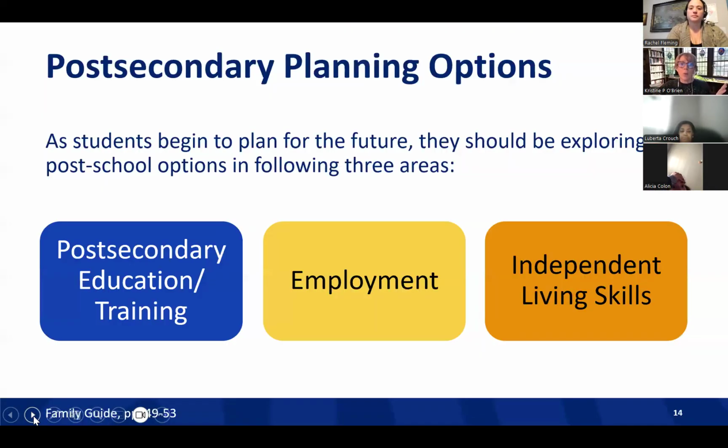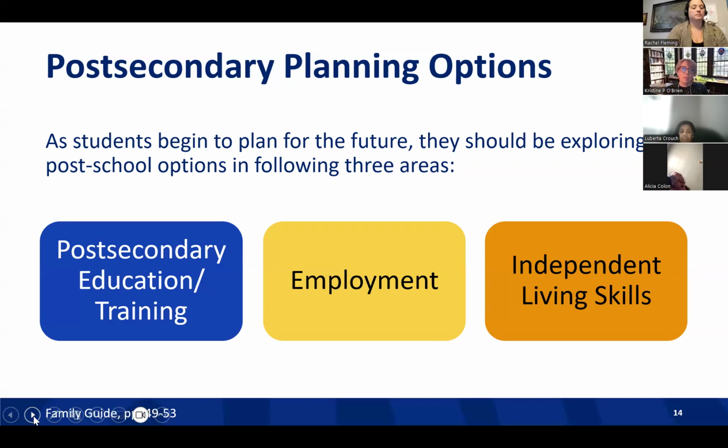So just thinking again, real quickly, the 3 areas are post-secondary education and training. So what will that student do when they leave high school to further their education or learn a trade or even just learning new things in the community? What might they do for employment, whether that is supported employment, volunteer work, paid employment, lots of different things. And then independent living skills.